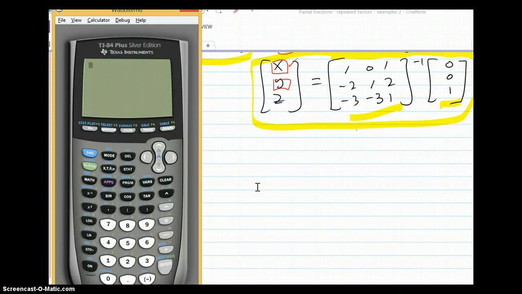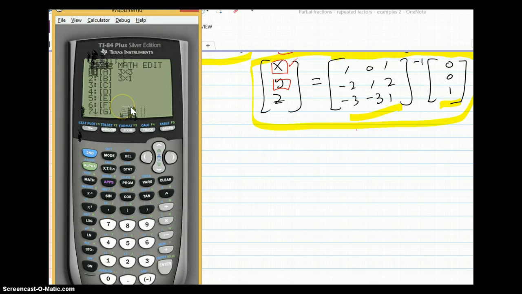So we get out our calculator, and first thing we do is we go second matrix, and we get this, and we're going to edit the A matrix and make it a 3 by 3, because that's what this 3 by 3 matrix is. And we're going to have the B matrix, we're going to edit that to be a 3 by 1, because that's a 3 rows by 1 column matrix over here.